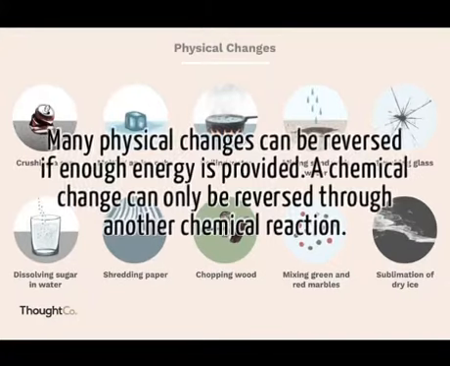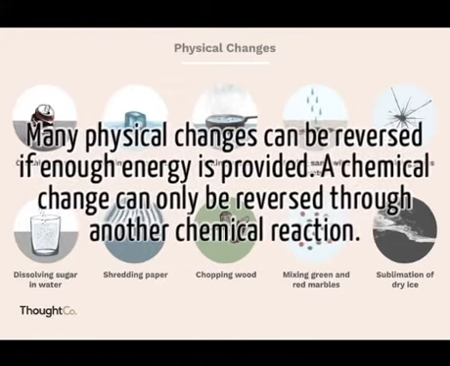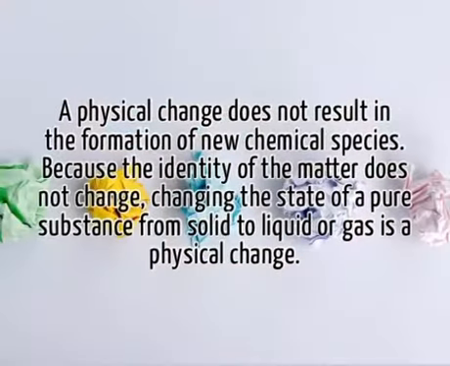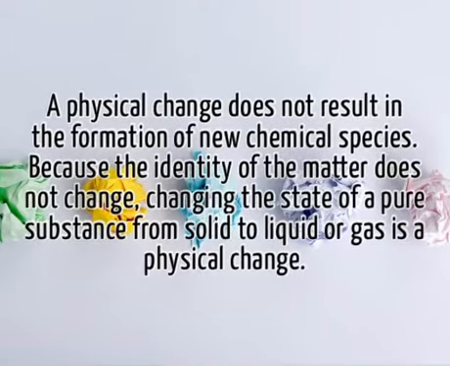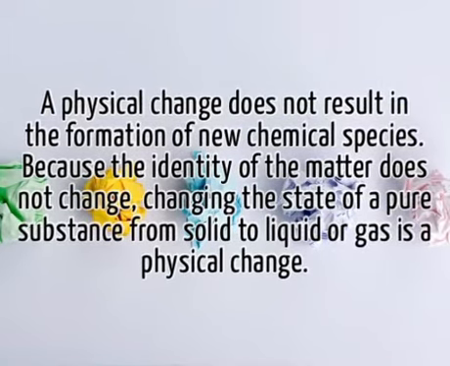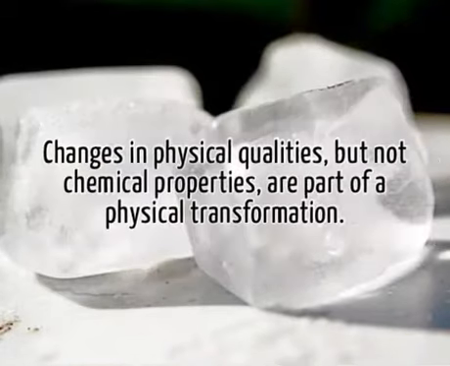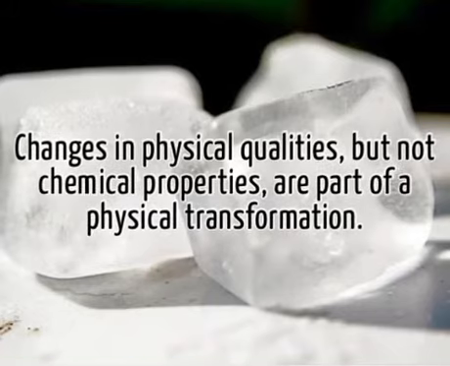Physical change. Many physical changes can be reversed if enough energy is provided. A chemical change can only be reversed through another chemical reaction. A physical change does not result in the formation of new chemical species because the identity of the matter does not change. Changing the state of a pure substance from solid to liquid or gas is a physical change. Changes in the physical qualities but not chemical properties are part of a physical transformation.